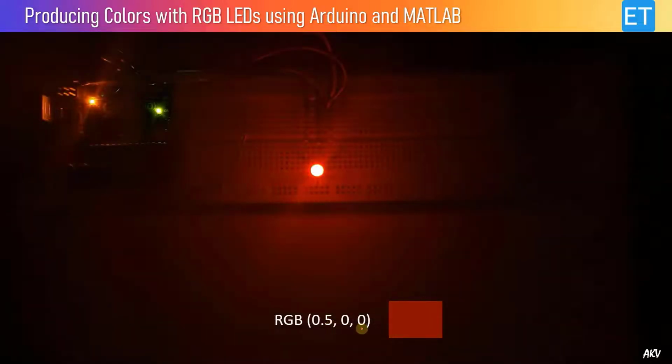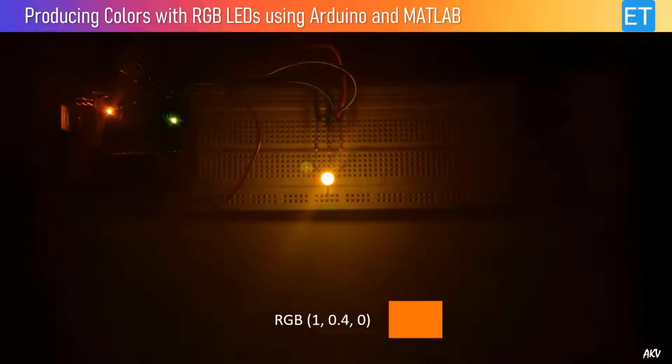And this is the brown. You can match with the LED. And this is the orange, which I was talking about quite frequently, that 1, 0.4, 0. So blue is off, red is at full intensity, and green is at 40% intensity. So you can match the color. It's quite similar. Okay, so this is how I can get different types of colors.